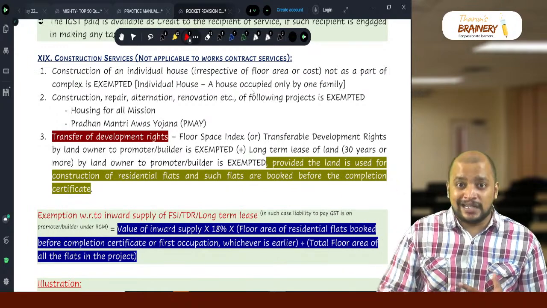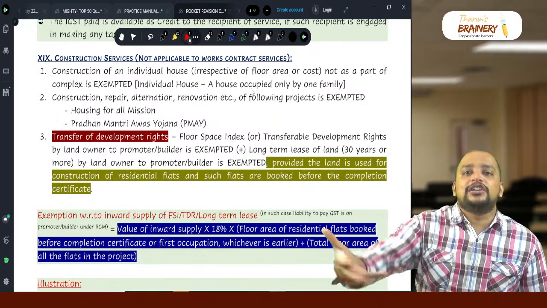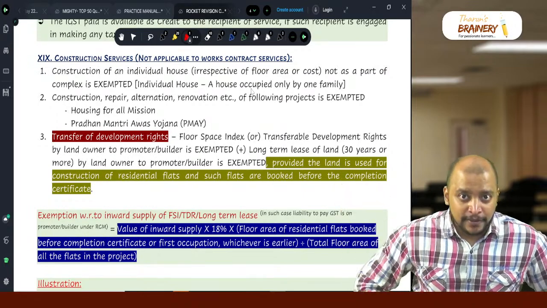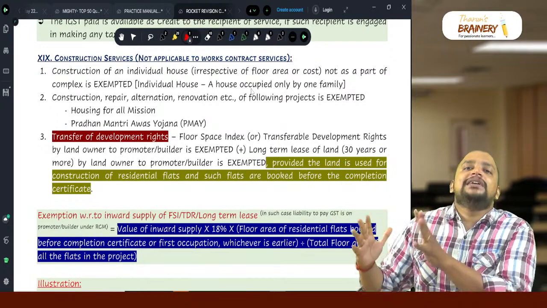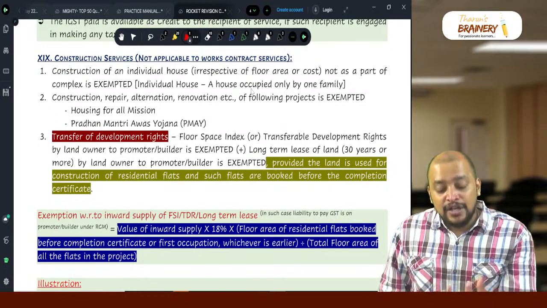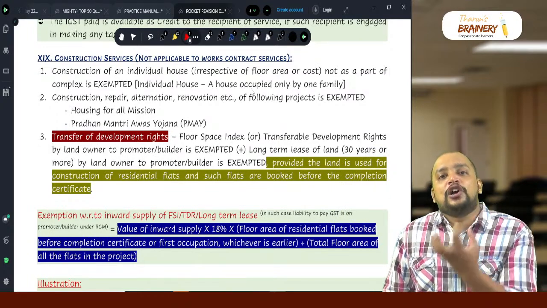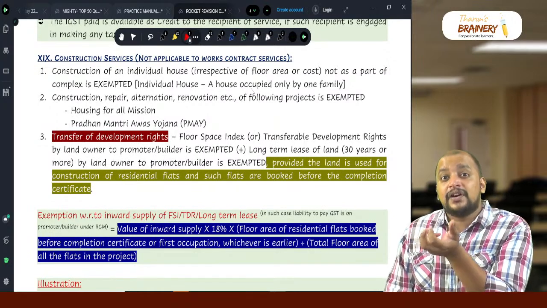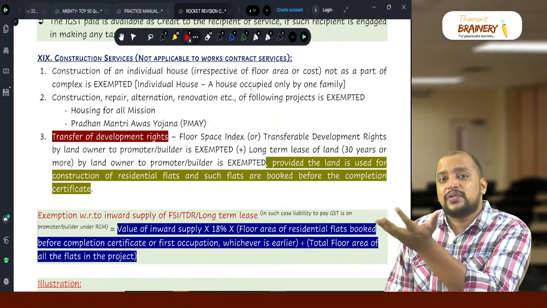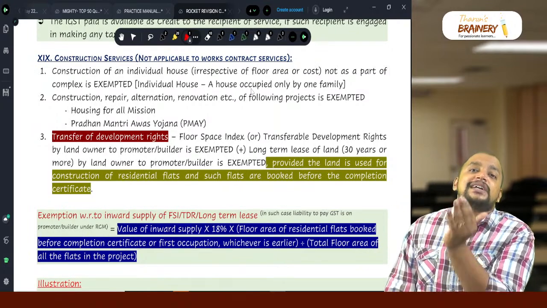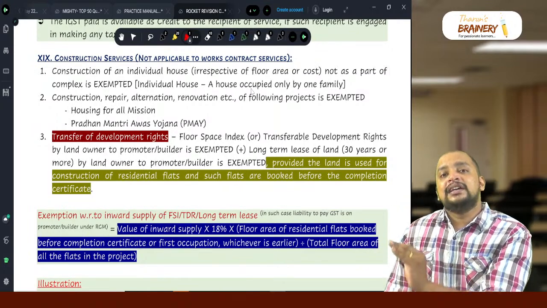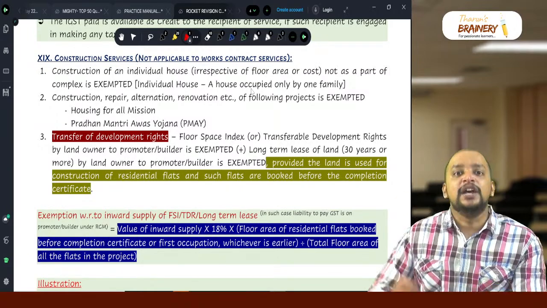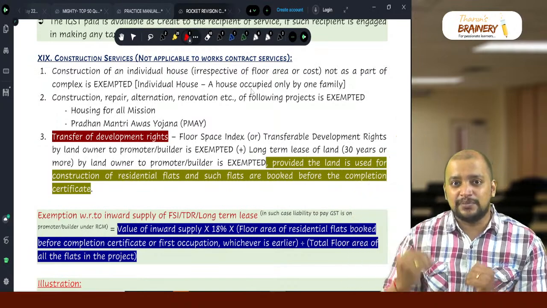So floor space index or TDR or long-term lease, which is given to a promoter or builder. So that promoter or builder is required to pay GST under RCM. Now using the TDR, FSI and long-term lease, that promoter or builder will be using that for construction of residential as well as commercial. If it is used for construction of residential, and if those residential flats are booked before completion certificate, proportionate to that, the exemption is available.